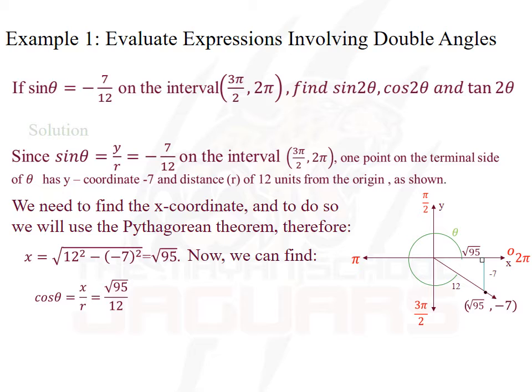Also, we can find the tangent. The tangent in the fourth quadrant is negative. Y is negative and x is positive. Tangent is y over x, not y over r, it is y over x. And the tangent will be negative 7 over 12. So we have so far the information that we need to find in order to complete sine of 2 theta, cosine of 2 theta, and the tangent of 2 theta.